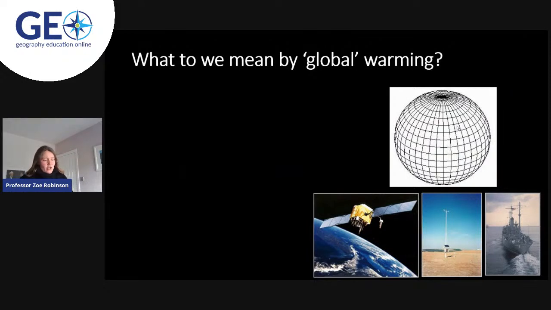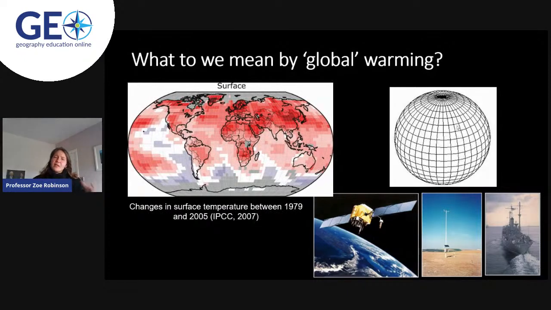But that leads me on to another important question, which is, well, what do we actually mean by global warming? We often hear these sort of single figures bandied around. So for example, since the Industrial Revolution, we've had round about 1 degree C of warming. But what does that really mean in terms of one single global figure? Because if we look at a map of the world, we see that some places have warmed more than others.